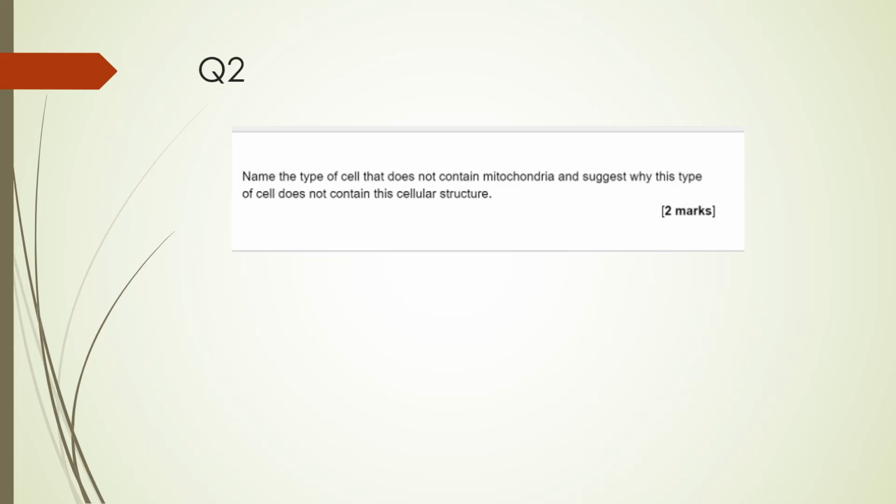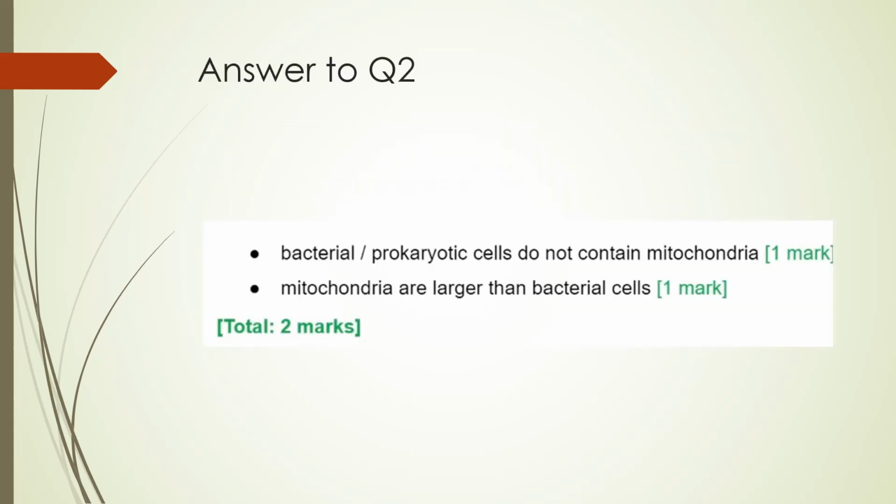Okay, name the type of cell that does not contain mitochondria and suggest why this type of cell does not contain this cellular structure. Pause it.